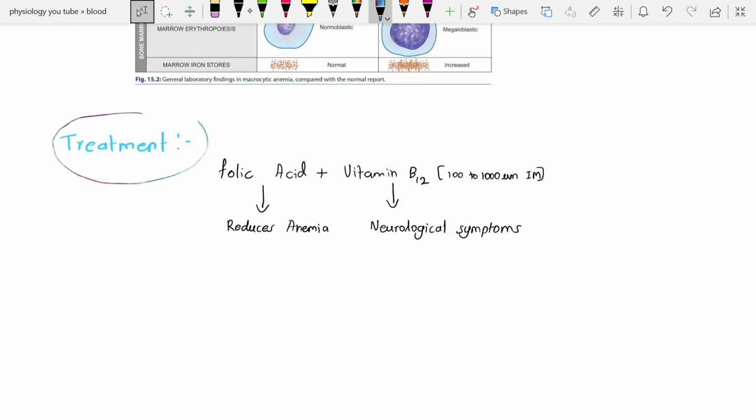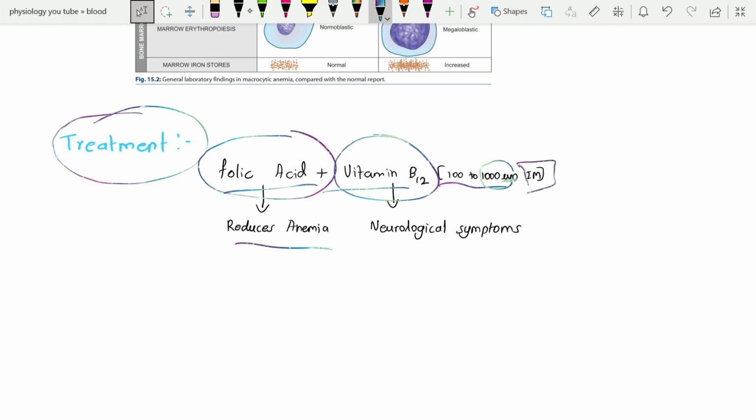Now the treatment of megaloblastic anemia. We will give folic acid with vitamin B12. Vitamin B12 will be 100 to 1000 microgram intramuscularly. Folic acid reduces the anemia and vitamin B12 reduces the neurological symptoms.